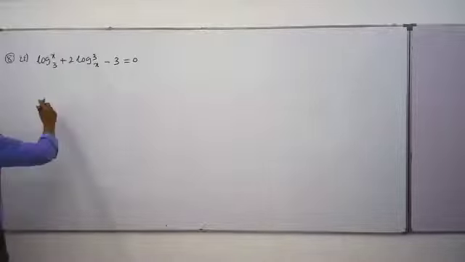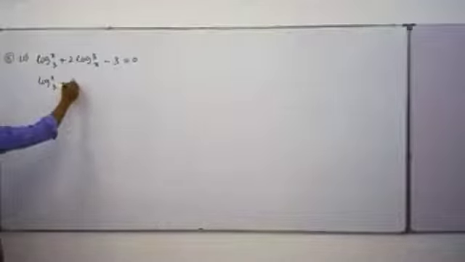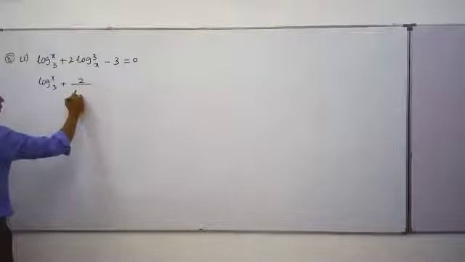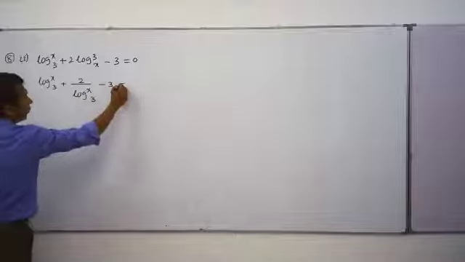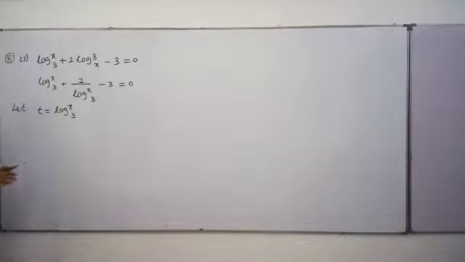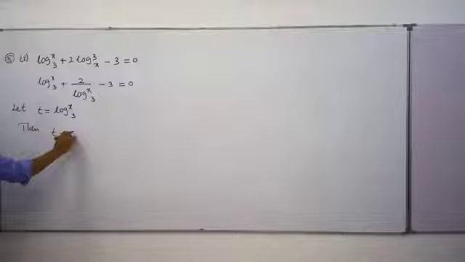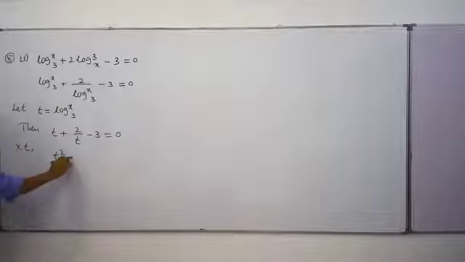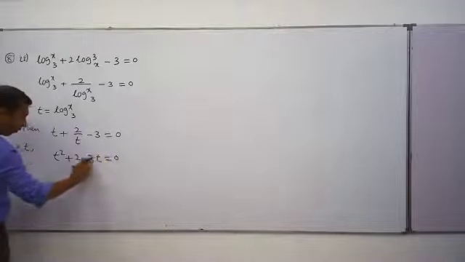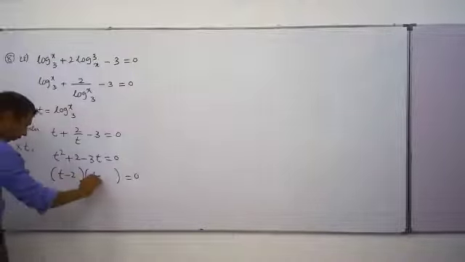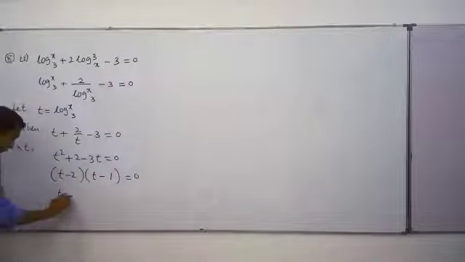I write this one: log x to the base 3 plus 2 times this log term. I take it to the denominator, so it becomes 2 divided by log x to the base 3, minus 3 is equal to 0. Now let t equal log x to the base 3. Then we get t plus 2 upon t minus 3 equals 0. Multiply this by t: t squared plus 2 minus 3t equals 0. Factorize this: t minus 2, t minus 1. Then t equals 2, t equals 1.